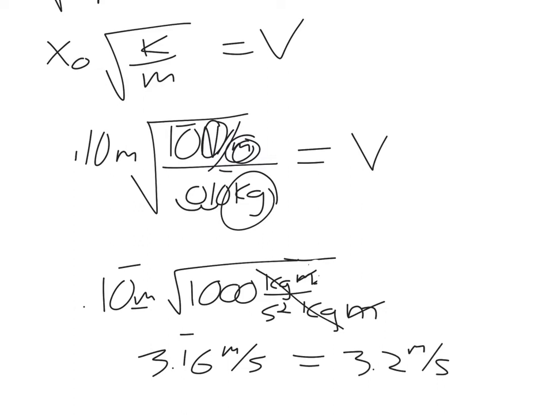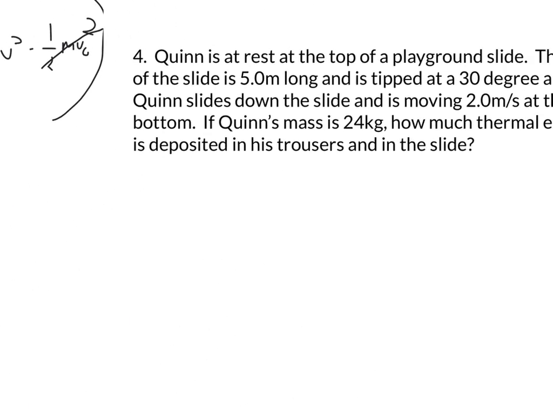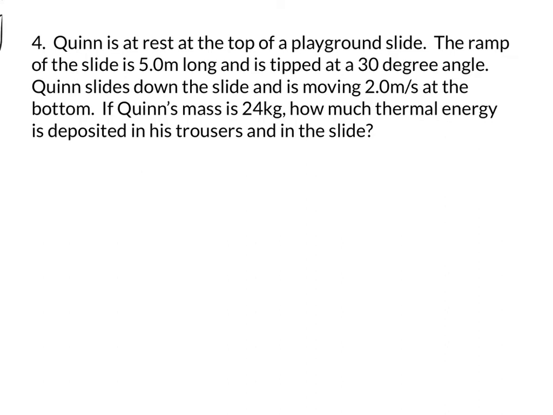Okay, that's that one. So we've had one kinetic to gravity, we've had one gravity to kinetic, and we've had one elastic to kinetic. Let's go to the next one. We have Quinn on a slide, and it's tipped to 30 degrees, got it, moves down, and they tell us his speed at the bottom, and then they ask how much thermal energy is deposited. So apparently there's friction on this slide, and we haven't done a lot of work with friction, but it happens.